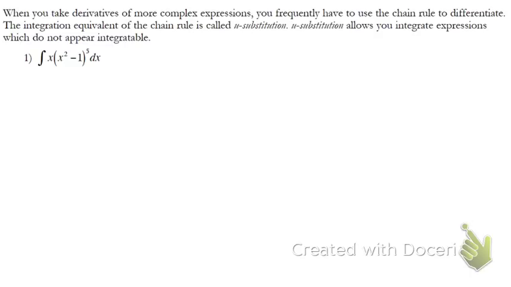Typically the inside of the function appears either inside of parentheses or inside of a radical, or maybe grouped in the top or bottom of a fraction. Maybe it's inside of a trigonometric function, etc. So you're looking for the inside function. In this case, the inside function is x squared minus 1 because it's inside of those parentheses. So the first thing we're going to do is set up our u. So we have u equals x squared minus 1.